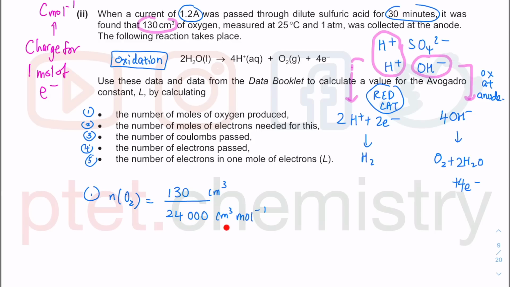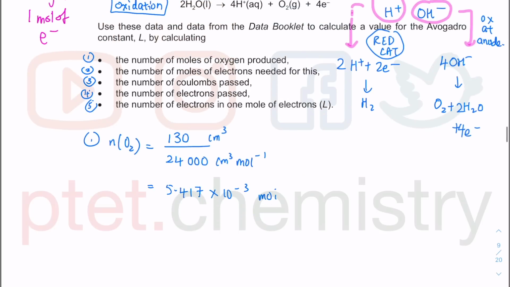Here's 24,000 cm cube per mole because it's in cm cube there. So we want to calculate and give a value. Put it into a calculator: 130 divided by 24,000. I get 5.417 times 10 to the minus 3 mole. I don't want to round up too early, so I just leave it as 4 significant figures for the time being. That should be enough.